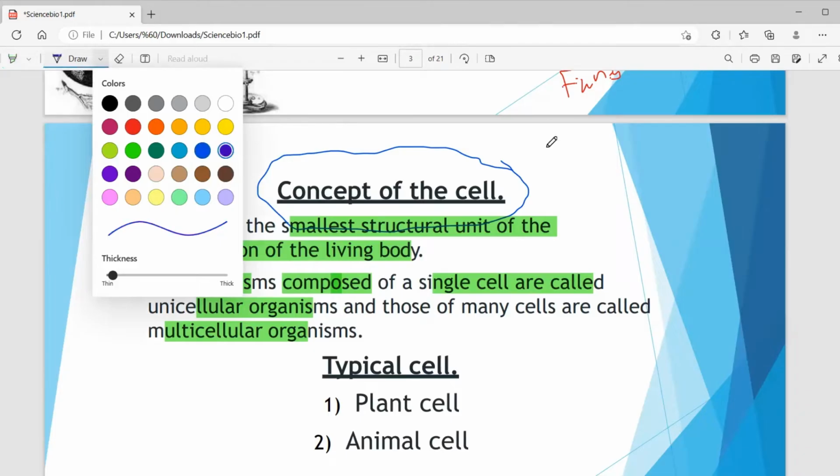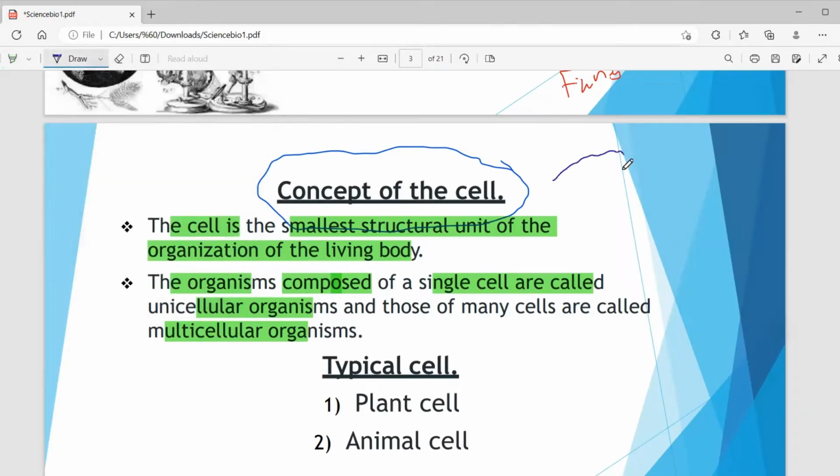cell. I'm going to write here the small structure of the bacteria cell. This is the structure of the bacteria. You can see an outer layer here. Mostly it has a cell wall, made from peptidoglycan. You can take note: the bacteria cell wall is made from peptidoglycan.